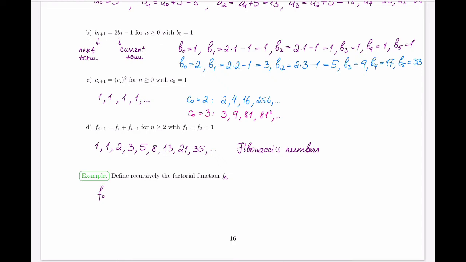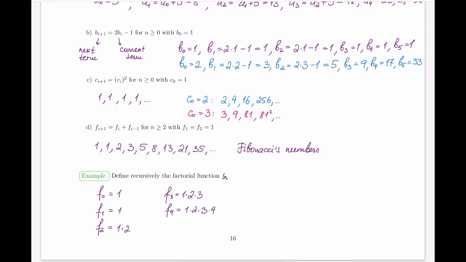So remember that 0 factorial was equal to 1. Now, in order for me to compute 1 factorial, all I have to do is multiply 1 by itself. So maybe I'll just leave that as is. In order for me to compute f2, I need to go 1 times 2. In order for me to compute f3, let's build up. So 1 times 2 times 3. f4 is 1 times 2 times 3 times 4.